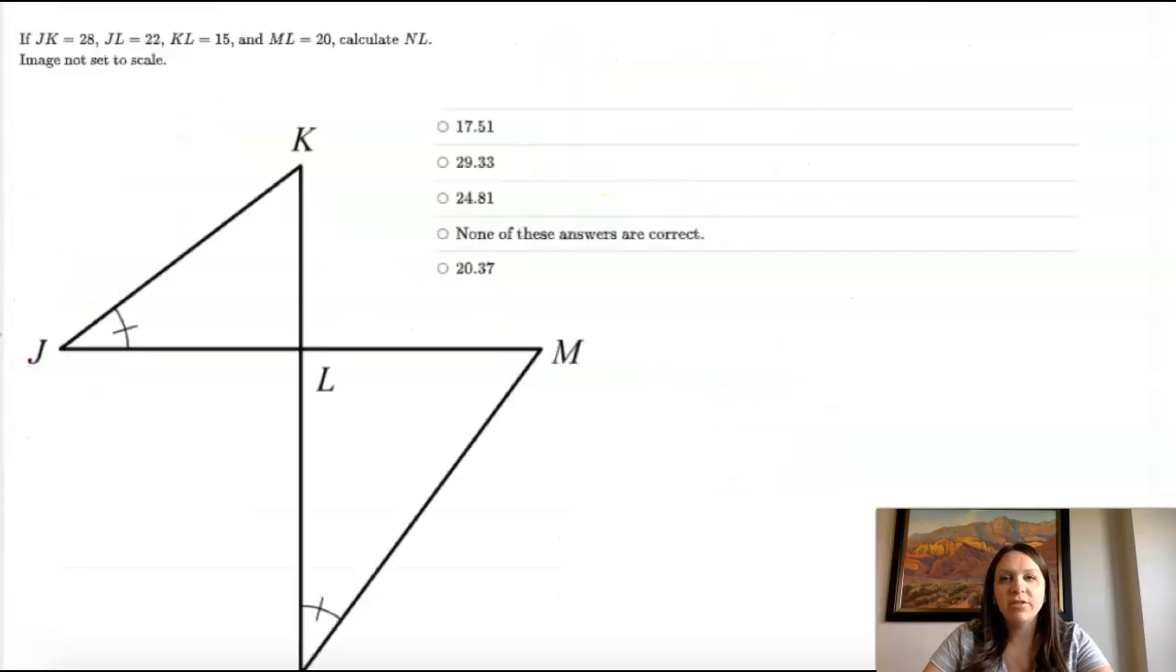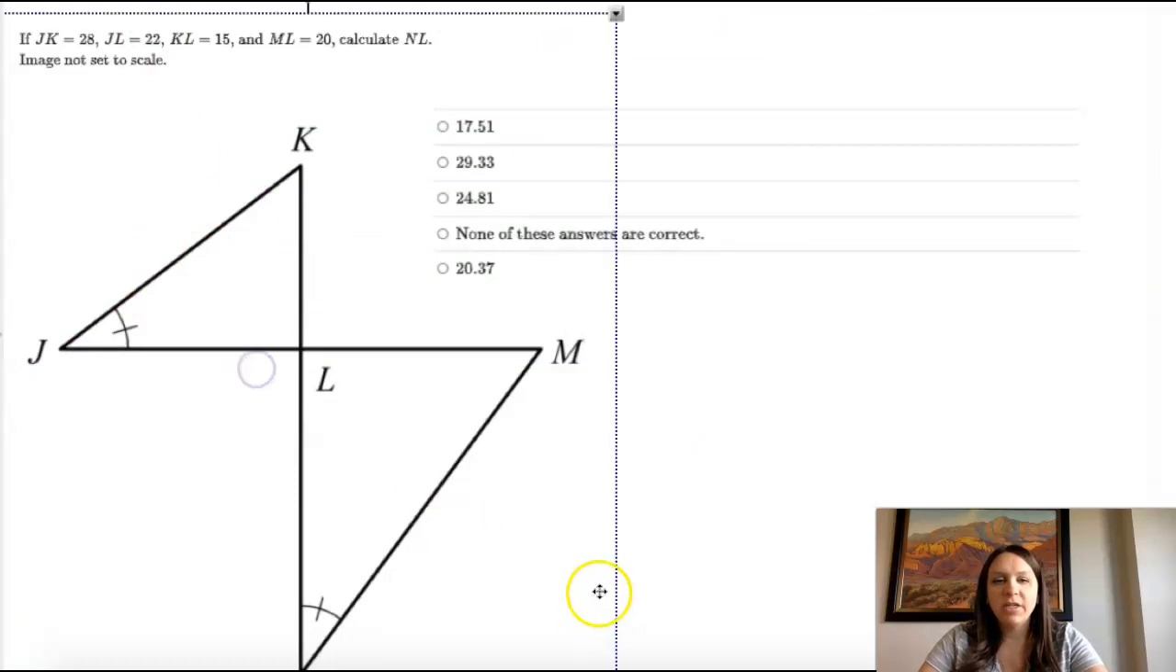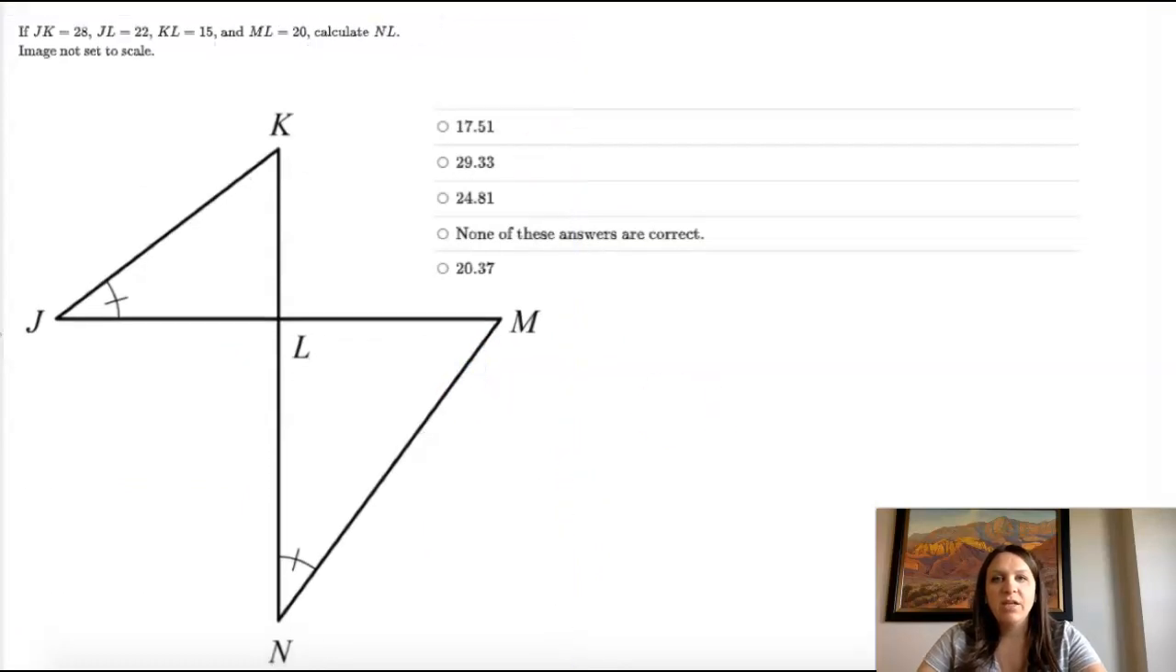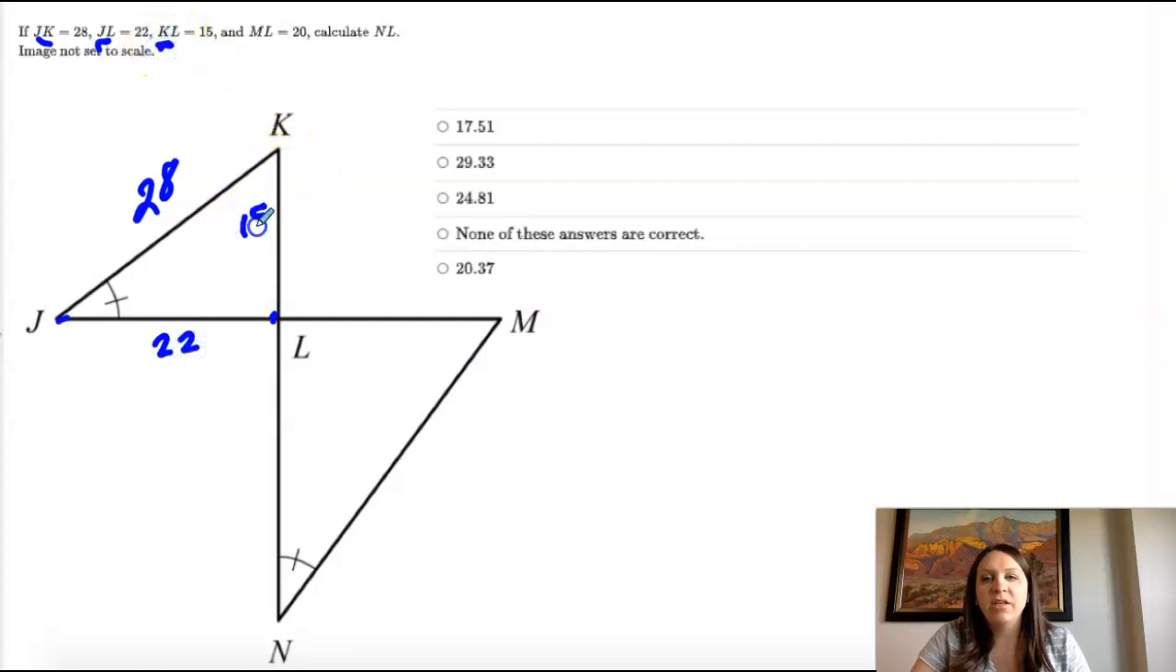Okay, so that's when triangles are together. This next one is also similar objects. Make this a little smaller. And again, it helps to draw it out, so you might want to draw these on your own piece of paper and label what we know. So J to K is 28. J to L is 22. K to L is 15. M to L is 20.